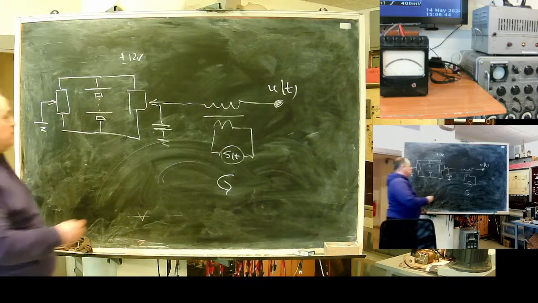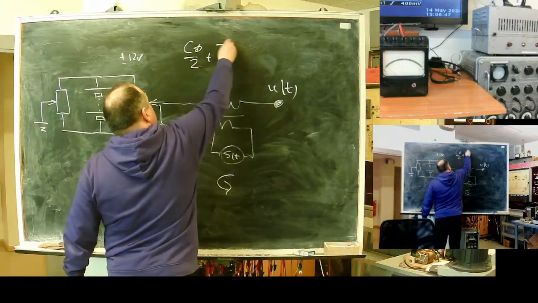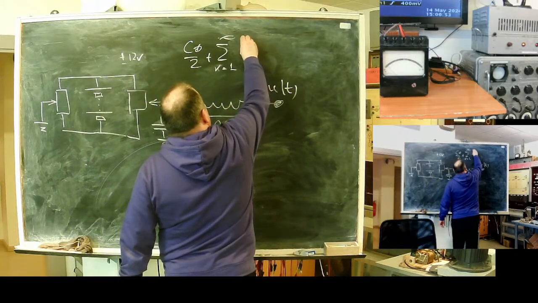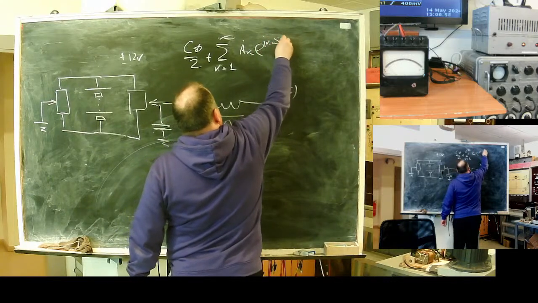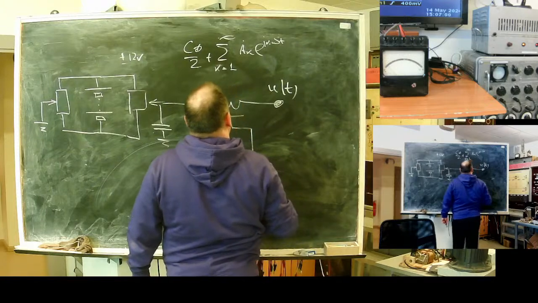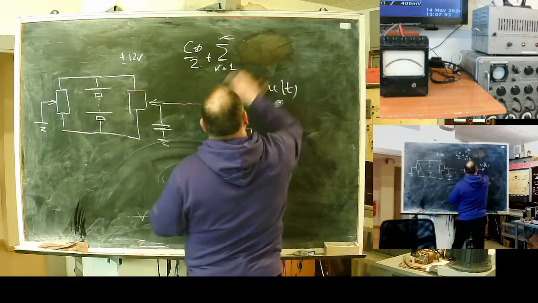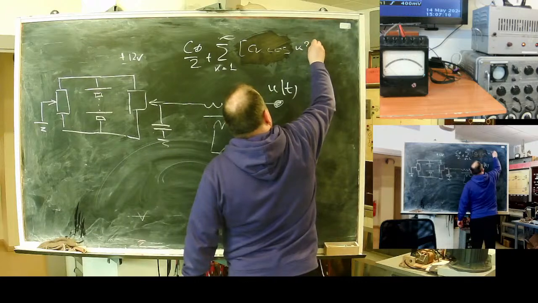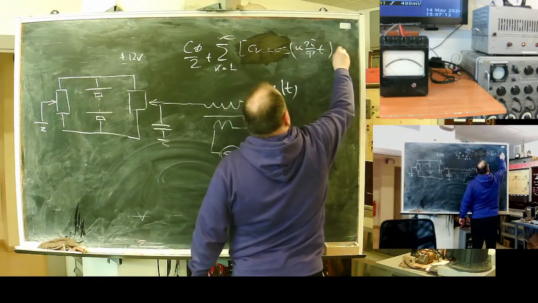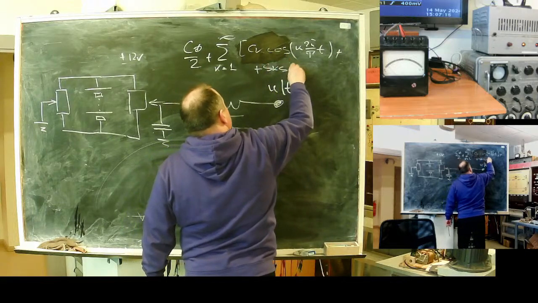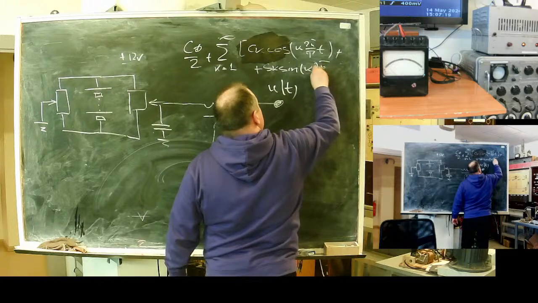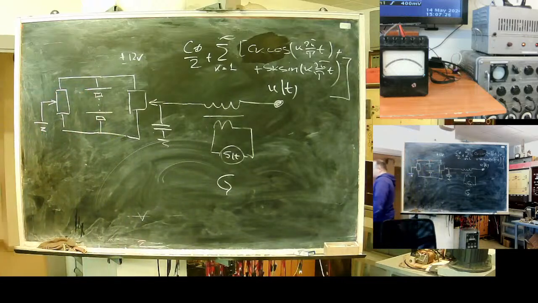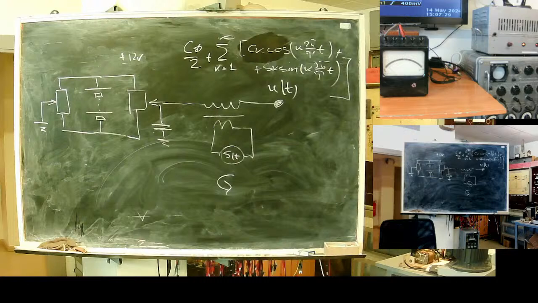The Fourier row has a DC component plus the sum of A_k cosine k double P time plus B_k sine, or, if you want, one DC component and multiple AC components. To create the DC component, I need this offset circuit.